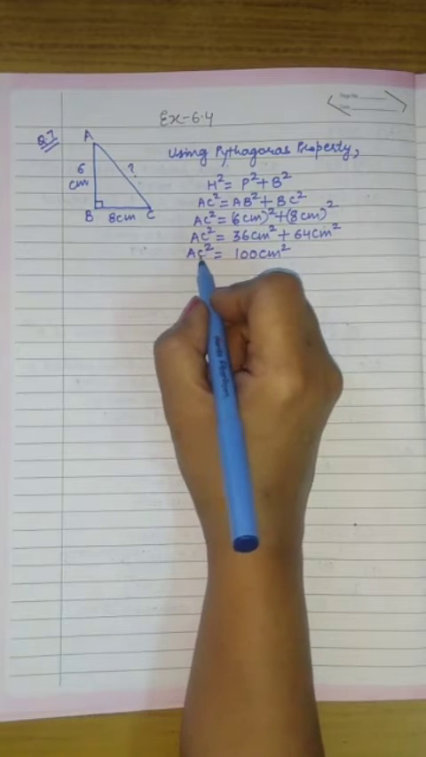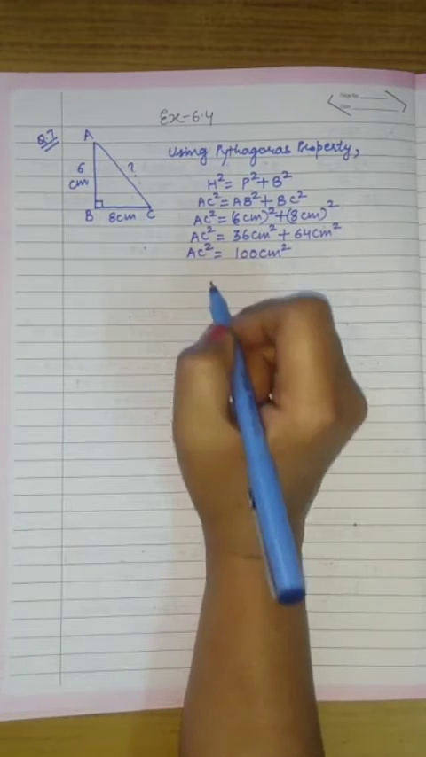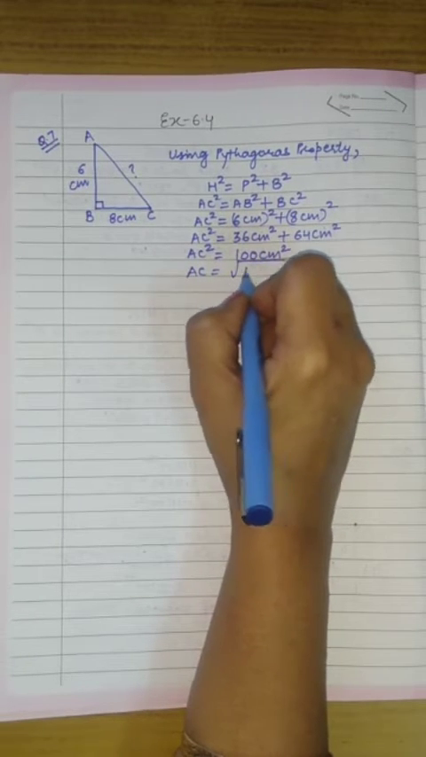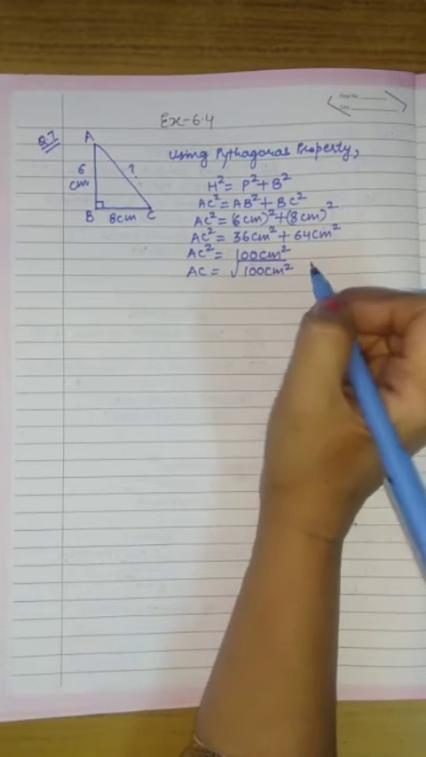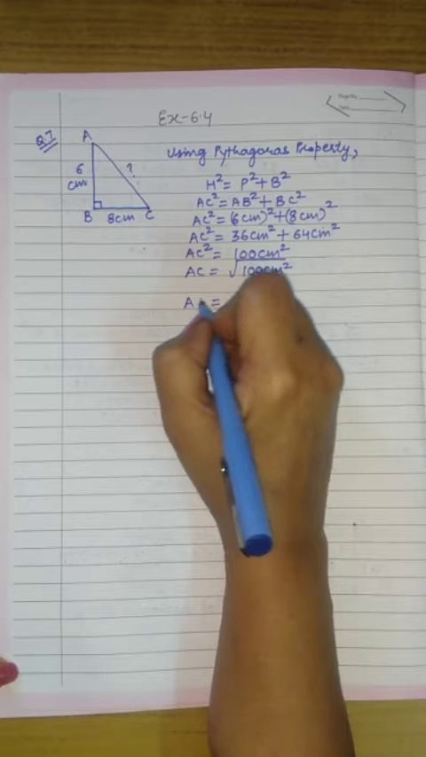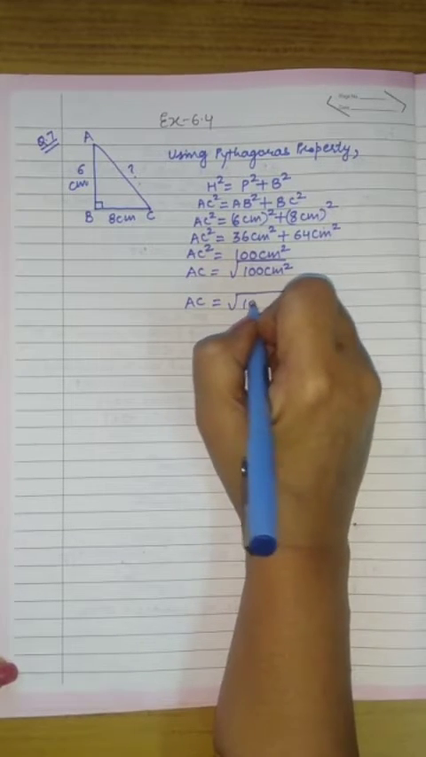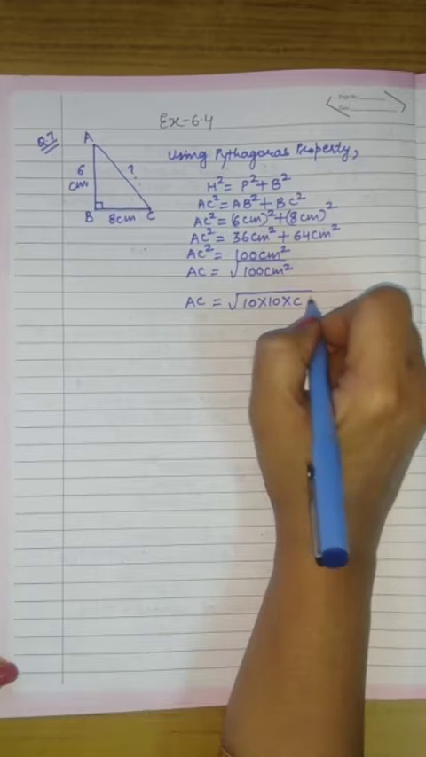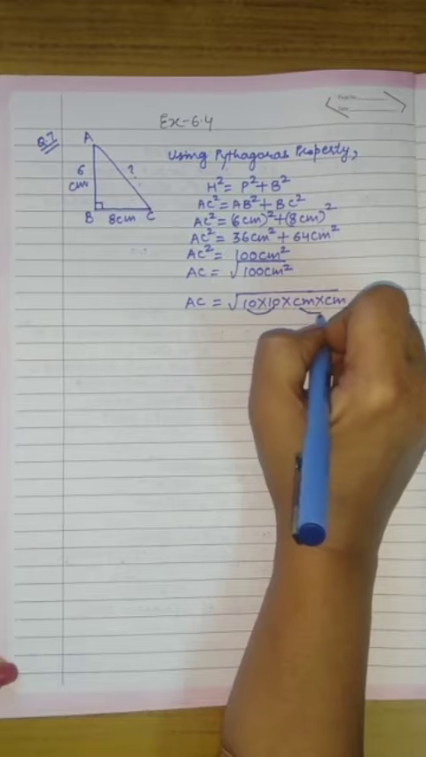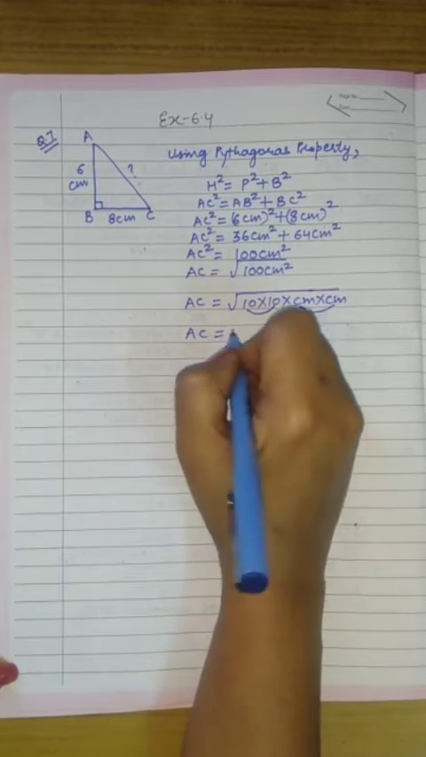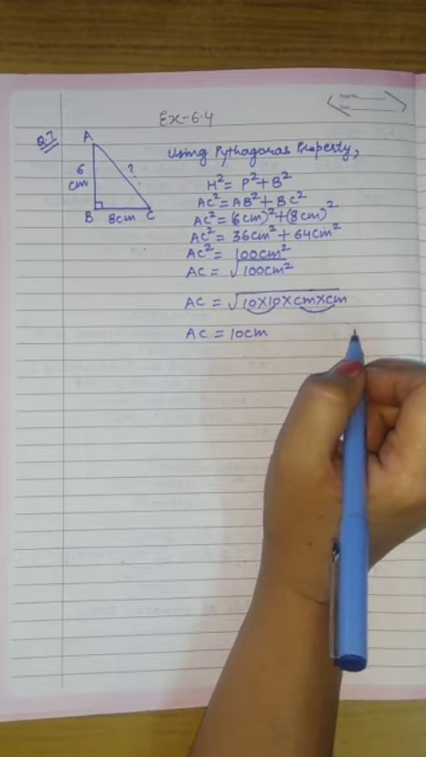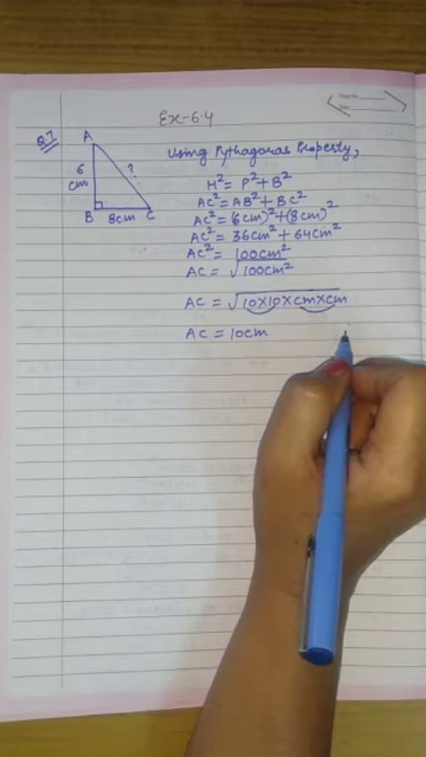So on one side we have square, so when transposing to other side it will become square root, and we got square root of 100 centimeter square, and we know 100 is the square of 10 into 10, so we will write it like this: AC is equal to 10 into 10 and centimeter square will be written as centimeter into centimeter. So taking 1 from each pair, we got AC is equal to 10 centimeter. So our value of AC is 10 centimeter.